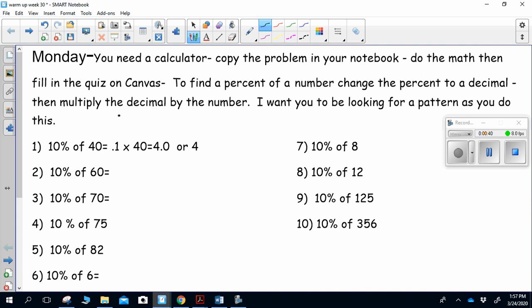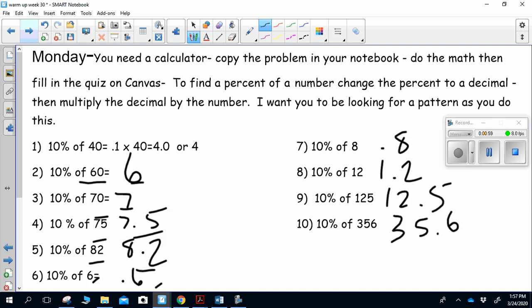So I need you to go through and do the rest of these. You are using a calculator, and I want you to be looking at what you began with and what you ended with. So please do these 10 questions. Pause. You're going to pause the video now. You're going to do the 10 questions, and then you're going to go to the next slide to check your work. Thank you.